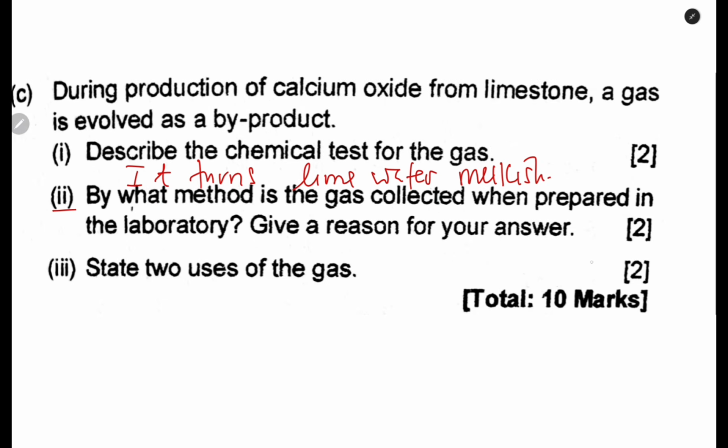Then question 2 of C. By what method is the gas collected when prepared in the laboratory, and give a reason? So now, one of the characteristics of carbon dioxide, you need to know that it's denser than air, and therefore it is collected by the method of upward displacement of air, because it is denser than air. So you can write that.